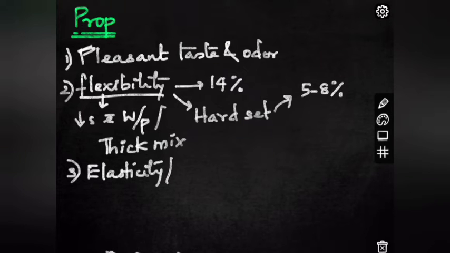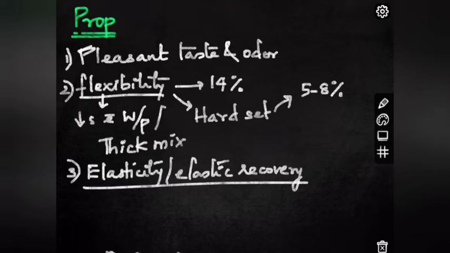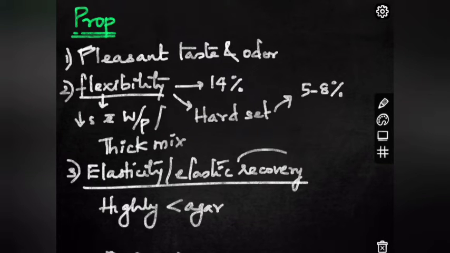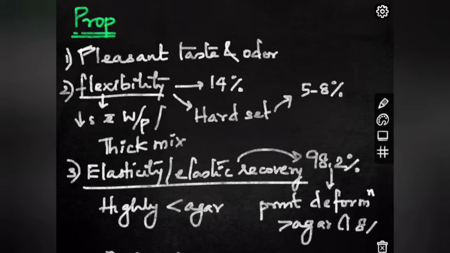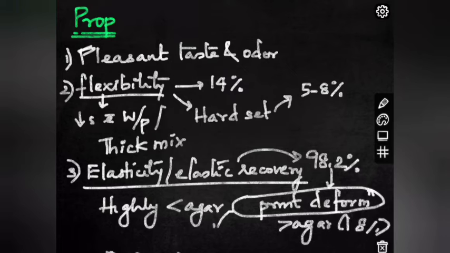Then let's talk about elasticity and elastic recovery. It is an elastic impression material. Elasticity is an important property, but even though the elasticity is high, it is still less than that of agar, and the elastic recovery is around 98.2%. The problem is that the permanent deformation is more than that you see with agar. This permanent deformation can actually be decreased if we remove the impression from the mouth quickly, that is, remove it with a snap.